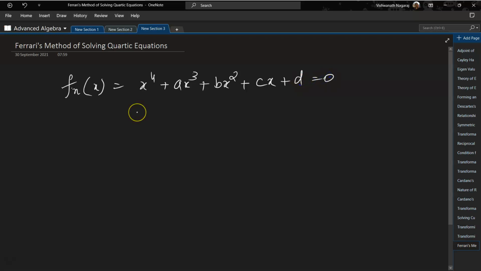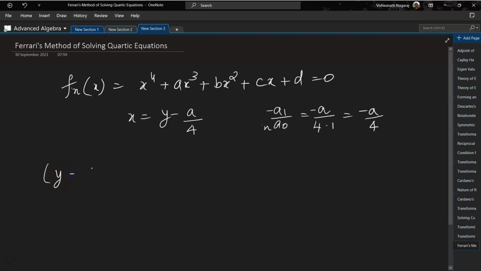Now, let's reduce this. So x is equal to y minus a by 4. How did this a by 4 come? It is minus a1 by n a naught. Here a1 is a, n is 4 because it is a 4 degree equation, and a naught is 1. So minus a by 4. Now let's do it the long way. As you keep doing it, it will become much clearer.